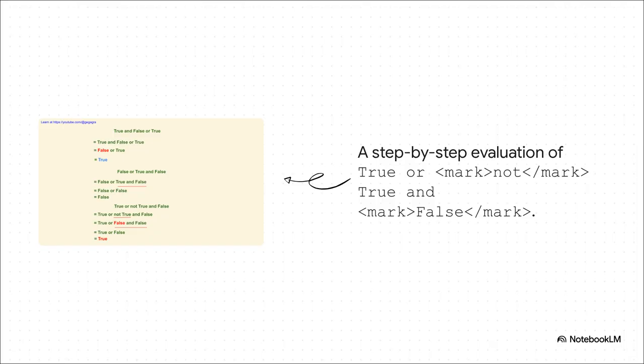Let's see how that works with this expression: true or not true and false. Okay, following the rules, what's first? The not. So not true immediately becomes false. Now our expression is way simpler: true or false and false. Next up is and. So false and false, well, that's just false. And finally, we're left with true or false. The or operator sees a true, and we're done. The answer is true. See? When you follow the order, it's not so bad.